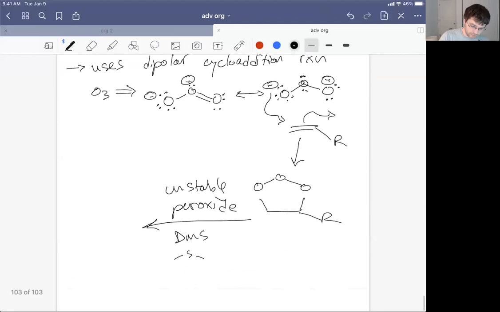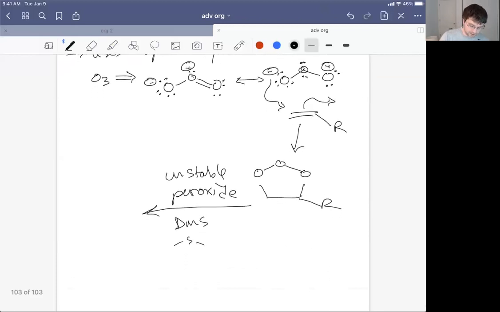I won't go through the full mechanism. I just wanted to show you the dipolar cycloaddition reaction to give us our 2 carbonyls plus DMSO. Okay, it's a pretty cool mechanism though, but let's not make videos longer than they need to be. Okay, so we start with the dipolar cycloaddition reaction to make the unstable peroxide intermediate.